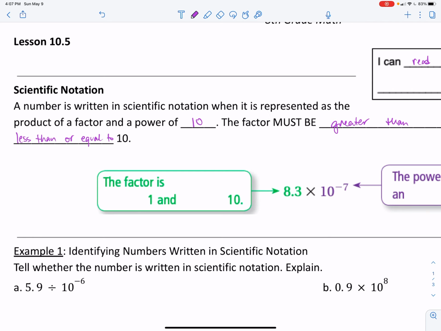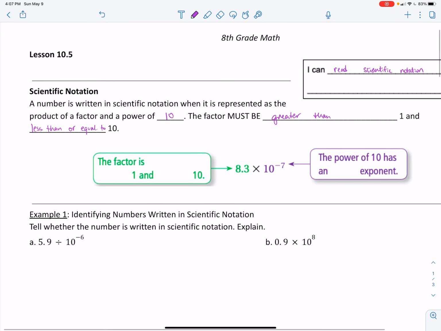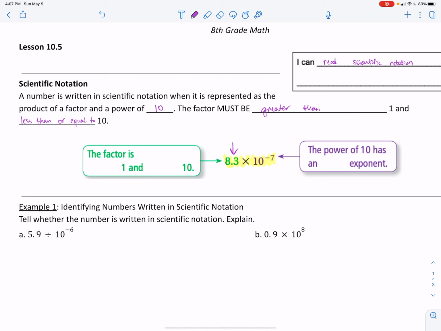So take a look at this example here. I'll let you write while I talk a little bit. So this example right here of 8.3 times 10 to the negative 7 is a number written in scientific notation. This number right here in the front is what we call the factor, and this number right here in the back is what we call the power, right? So notice how the factor is 8.3. Notice how this factor is greater than or equal to 1 and less than 10.